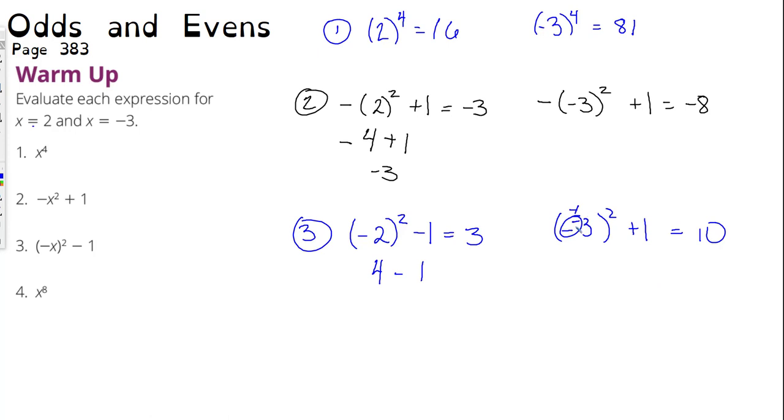Because a negative 3 is positive 3. Positive 3 times positive 3 is 9. 9 plus 1 is 10. Should it be minus 1? Oh, is it supposed to be minus 1? Yes. Okay. Then it's going to be 8. Okay. Sorry. I got mixed up which one was a positive, which one's a negative.